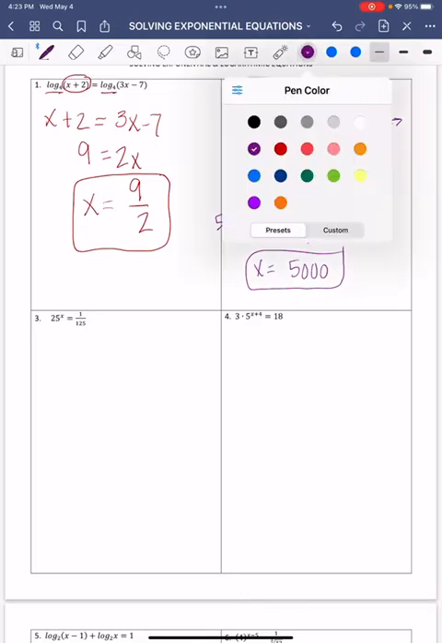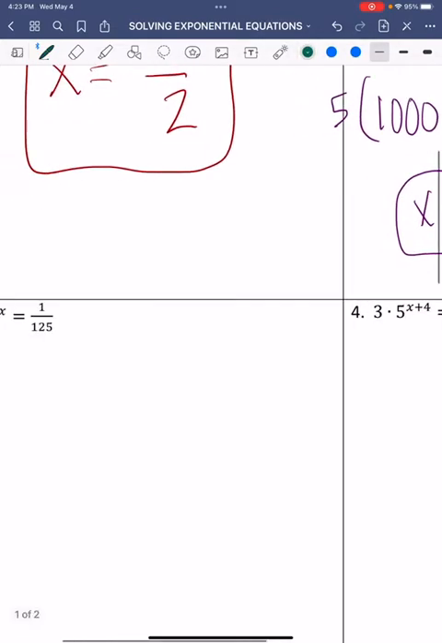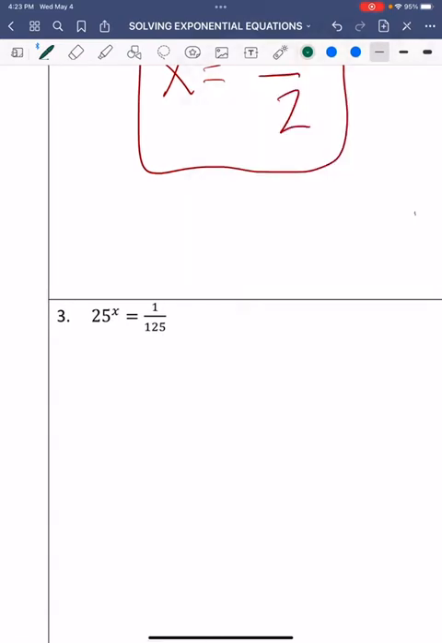Okay. The next one, there are no logs in this problem at all. Hopefully, though, you recognize that 25 is 5 squared. So this type of problem you've already done. It's just been a while. And 125 is 5 cubed.